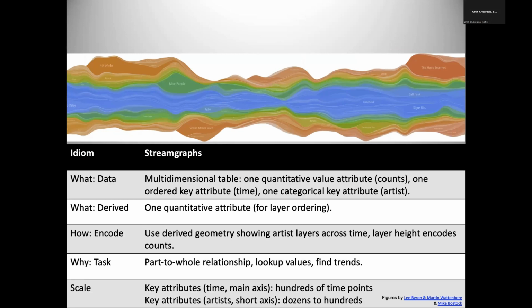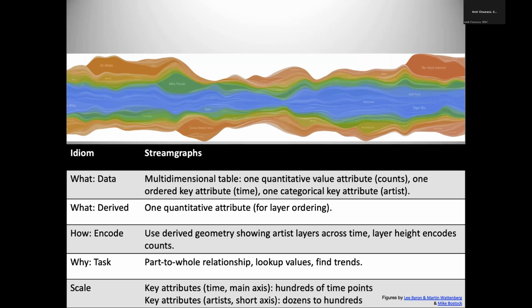And there is a wiggle which is computed algorithmically, which gives this kind of organic sort of shape. And the ordering is also kind of computed algorithmically. So again, in this case, you have one quantitative value as the popularity, and then the other is also an ordered key, which is in this case time, and then you have another categorical attribute as artist. And then you derive a quantitative attribute algorithmically for layering. So which artists are going to appear at what level or order, you derive that algorithmically. Then you encode them as the height of the layer over time, and that's what you get, a stream graph.